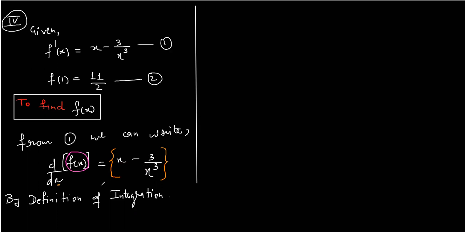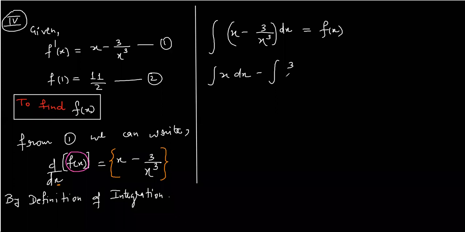So I will write, by definition of integration, integral of (x minus 3) upon x cubed dx is equal to f of x. The derivative of this is this, so the integration of this is this. Okay, and this is my equation. So now what I do, I will write separate integrals here. So I have integration of x dx minus integration of 3 upon x cubed dx equals f of x.